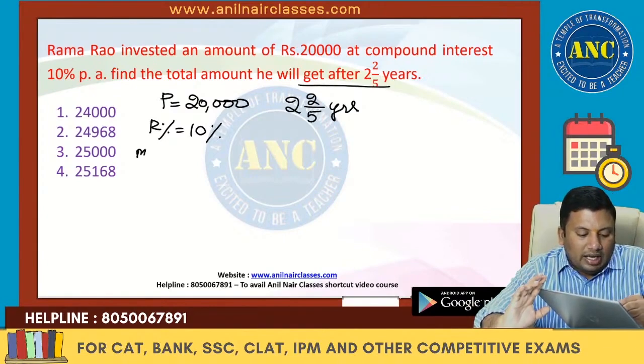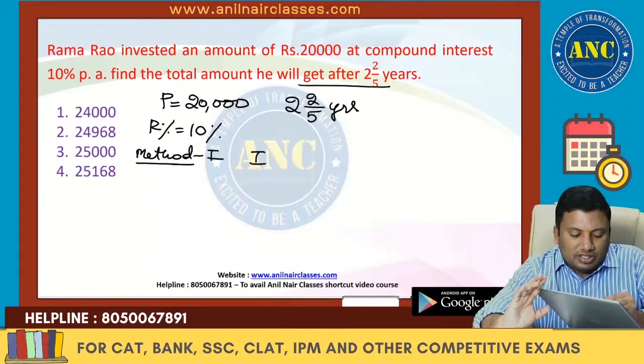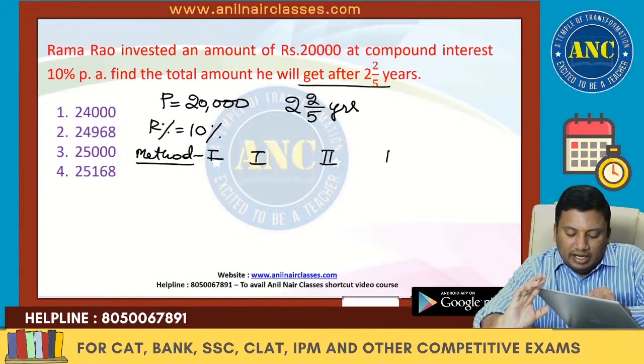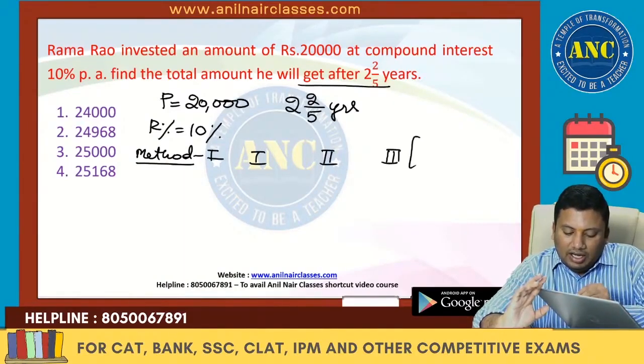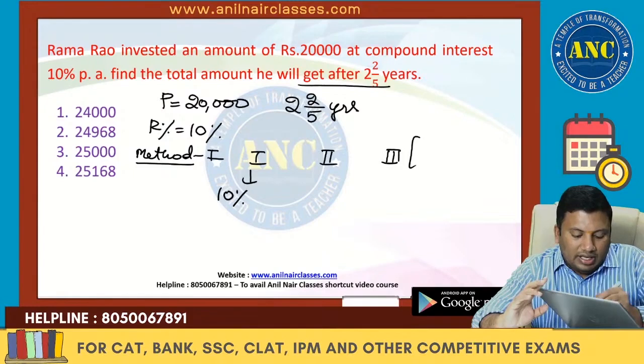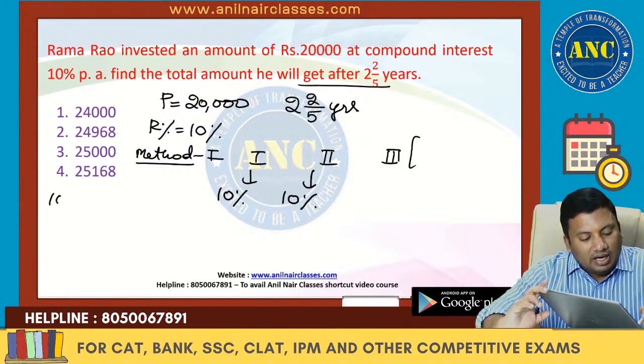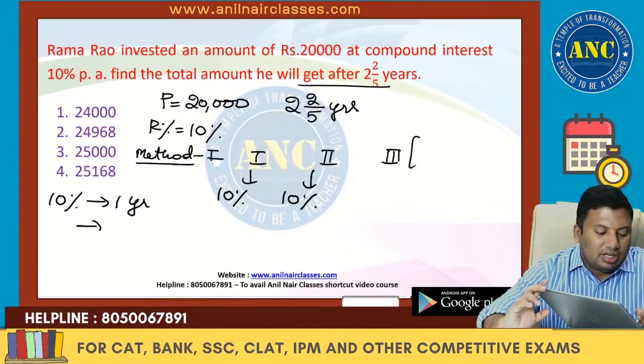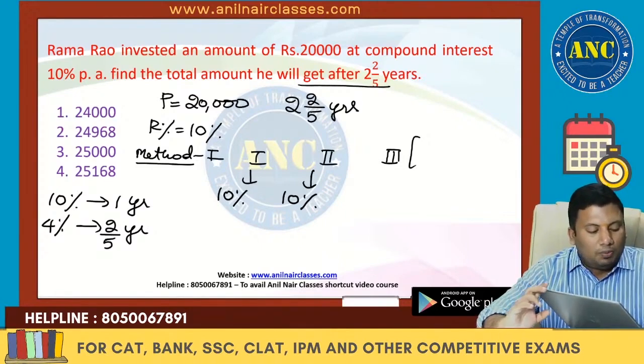You can take any method. This is the first year, this is the second year and this is the third year. First year it is 10%. Second year it is 10%. Third year, for the entire year it would be 10%. But I require it for 2/5 of a year, which is nothing but 4%, that is 2/5 into 10. I hope it is clear.